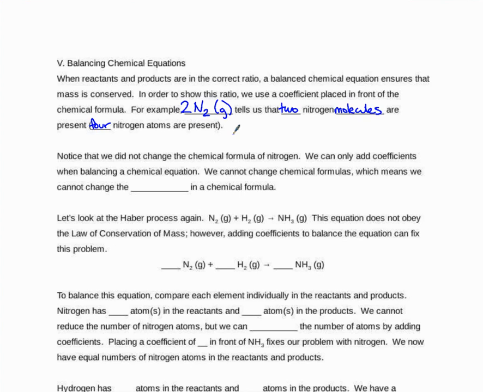All you can do if you want to change the amount of a substance is add a coefficient. Can't change chemical formulas. This means you can't change the subscripts in the chemical formulas.